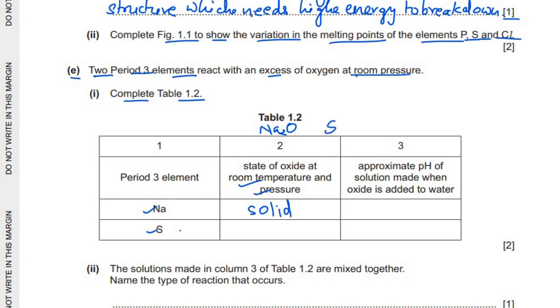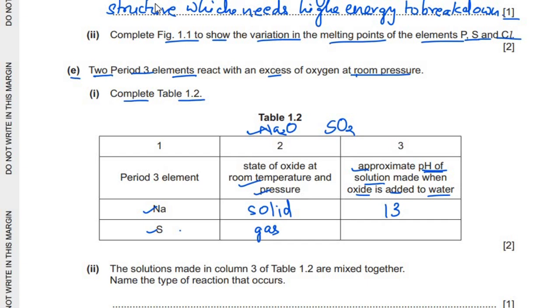So the state of oxide of sodium is solid. The sulfur oxide is sulfur dioxide. Now that is a gas at room temperature because it's a covalent structure, so we need to write as gas at room temperature and pressure. Now approximate pH of the solution made when oxide is added to water. Now when we add sodium oxide to water, it forms a basic solution of sodium hydroxide. So the pH should be in the basic range. So we can write as 12, 13 or 14. I'm writing as 13 because sodium hydroxide is a strong base.